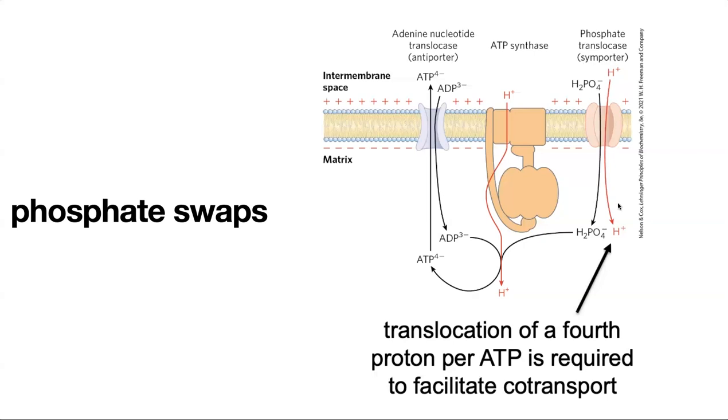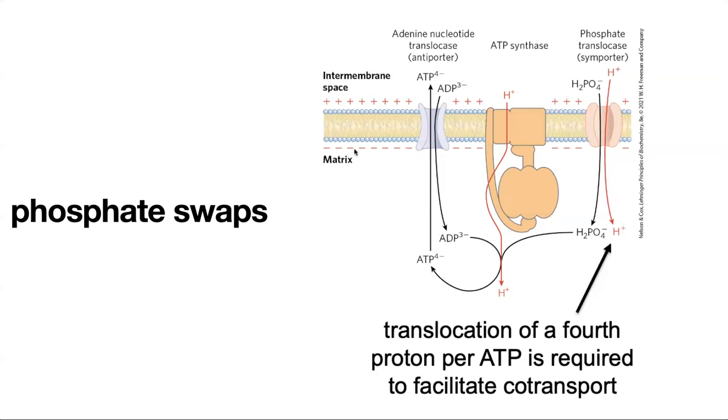We're paying the cost of this inorganic phosphate coming in by using the gradient that we created. Because we're directly using this proton here, we cost an extra proton per ATP that we produce. So we need those 3 to turn the pump, and then we need the 4th to facilitate the co-transport of bringing in this inorganic phosphate to keep things going.